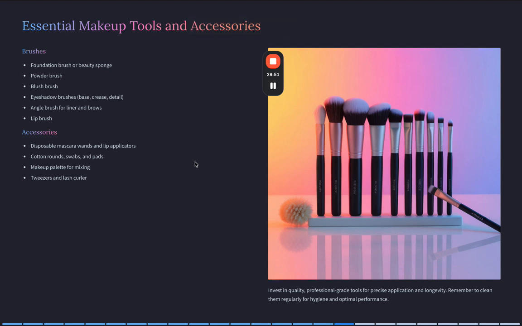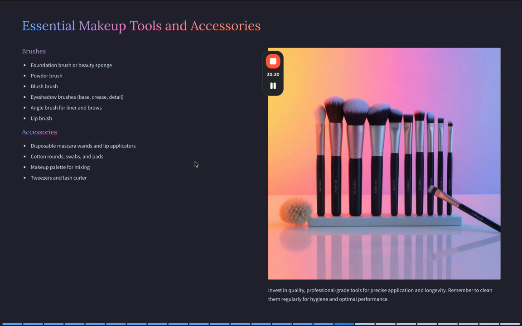Essential makeup tools and accessories. So, brushes and accessories are definitely essential for makeup application. Foundation brushes and beauty sponges are needed for foundation application. You need various types of powder brushes. Some of them come fluffier than others. Blush brushes, eyeshadow brushes, you definitely want to have different densities and fluffinesses of brushes so that you can create artistic looks with eyeshadow and your various eyeshadow brushes.